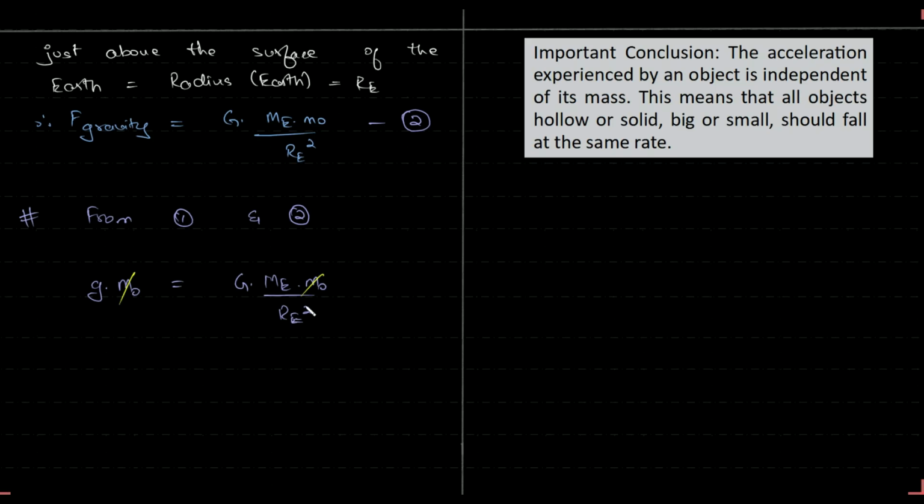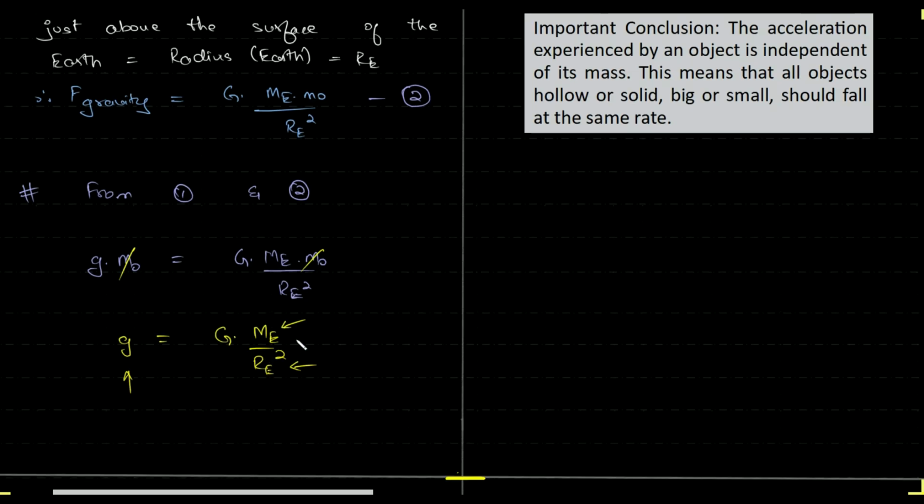Yes, m naught and m naught get cancelled, and g is equal to G times capital Me by re square. Can you see something important over here? The value of acceleration due to gravity is just dependent on the radius and the mass of the earth, and the mass of the object is not seen. What does that mean? It's a very important conclusion, and it's a fun fact.